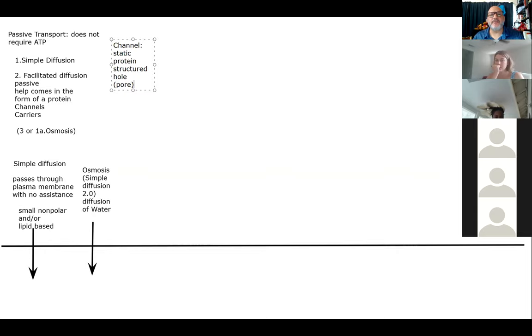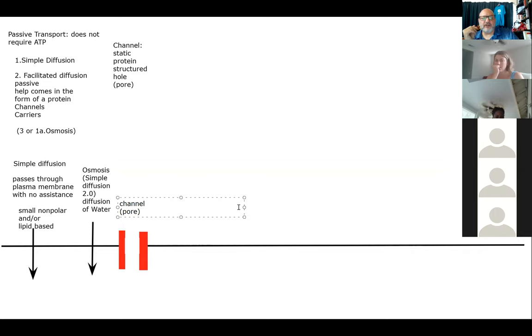What we have here is a protein, and I'll make a very simple version of this. Here is a protein. Here is a protein. And of course, in between them, there is going to be an open space. There we go. So that is a channel. It has a hole, and that hole is the pore. Molecules are able to move in whichever direction based on their driving force.